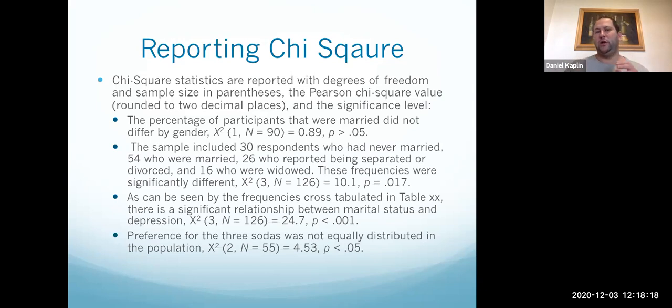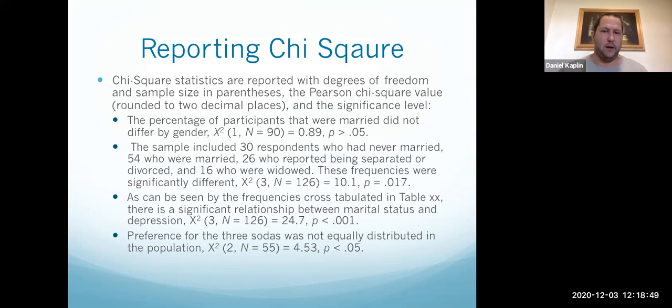Get this, when you're using a 2-variable chi-square, you're looking for whether the factors are independent from one another or whether they're related. If you have statistically significant findings, those factors are related. So marital status and depression were related, right? So this one in particular had 3 degrees of freedom.